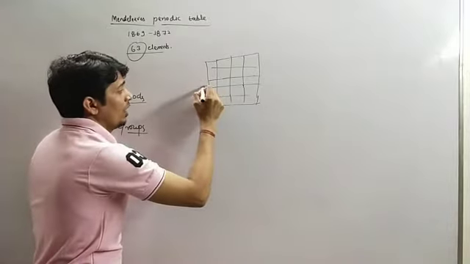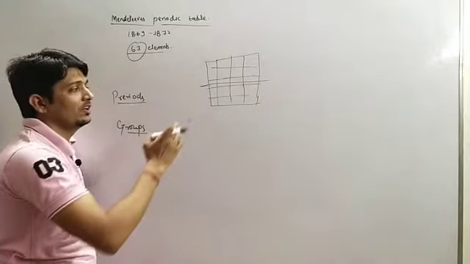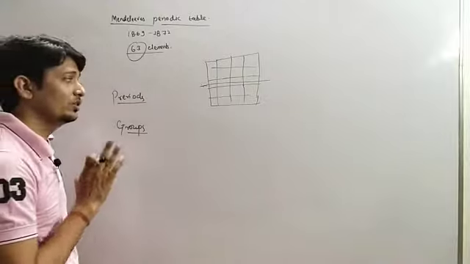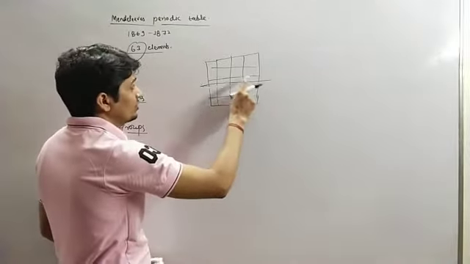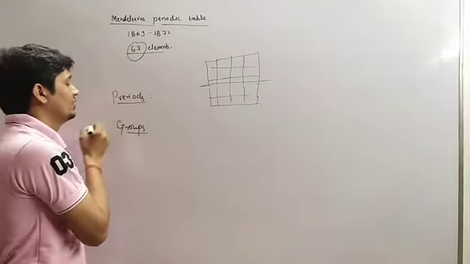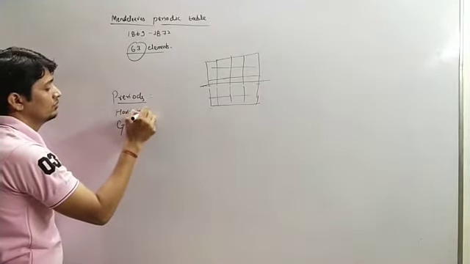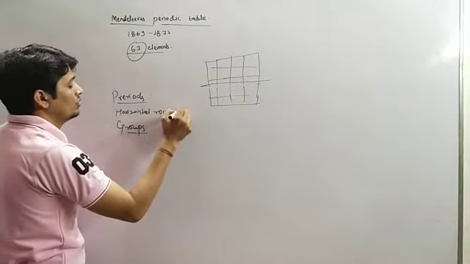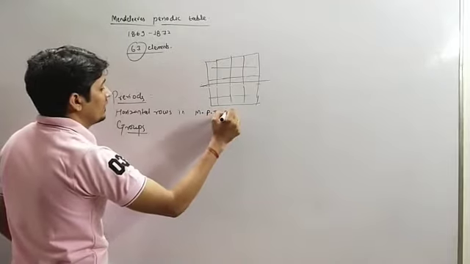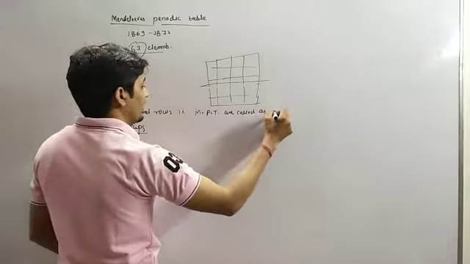So here these are rows, and what are rows? The horizontal lines. Horizontal means the line which is drawn parallel to the earth surface is called as horizontal. So horizontal rows in modern periodic table are called as periods. So what are periods? The horizontal rows in Mendeleev's periodic table are called as period.